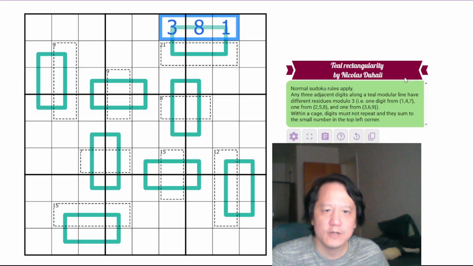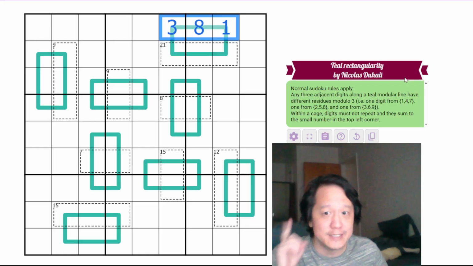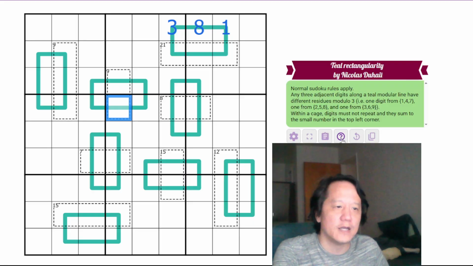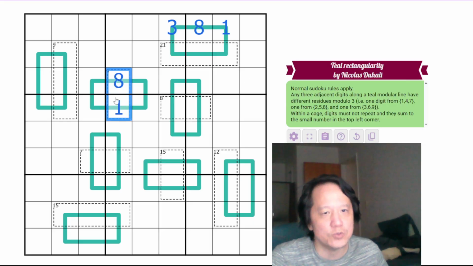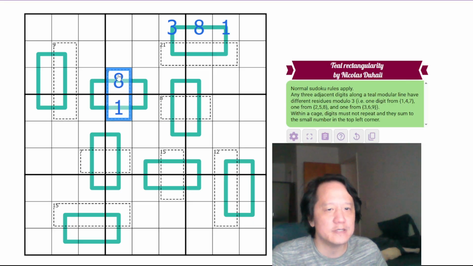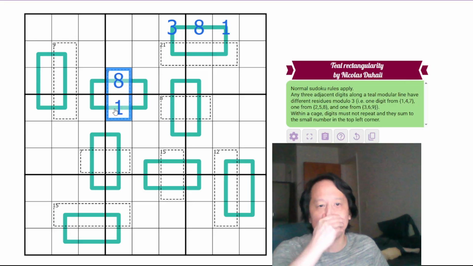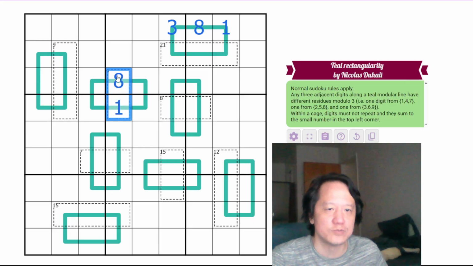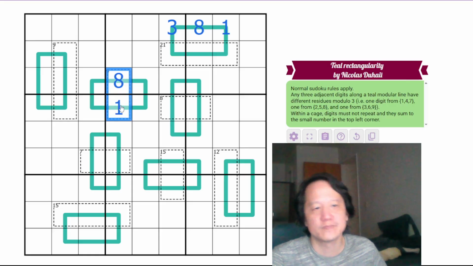Within a cage, digits must not repeat, and they sum to the small number in the top left corner of the cage. So, for example, if this were a 1, this would have to be 8 to add up to 9, because these 2 digits must add up to 9, and those are the only 2 digits in the cage, so those are the only 2 digits which sum up to that sum.